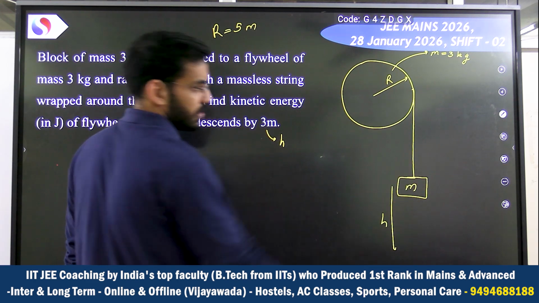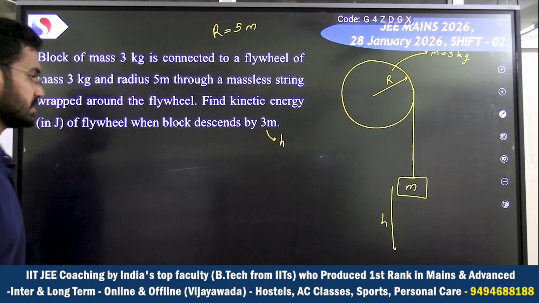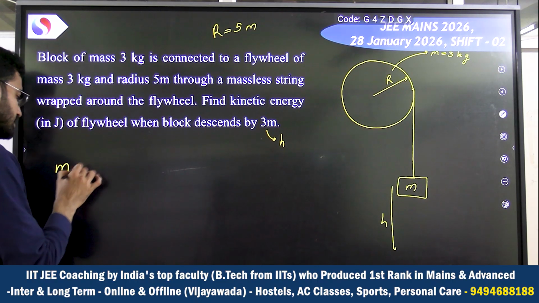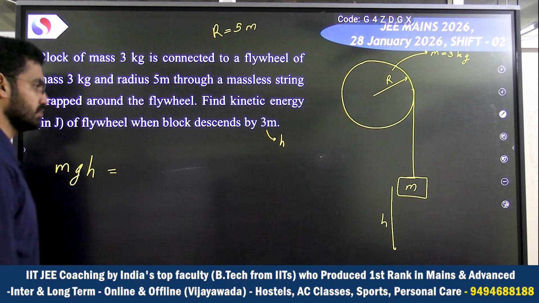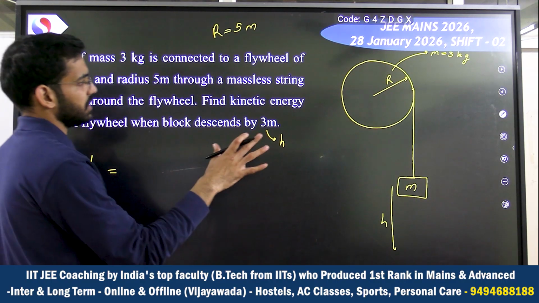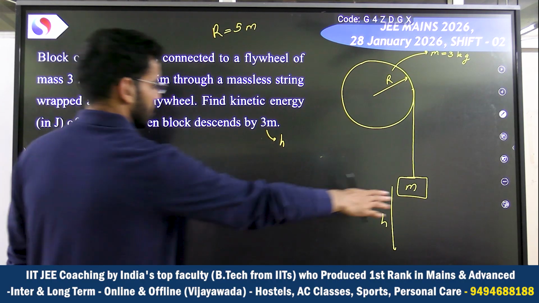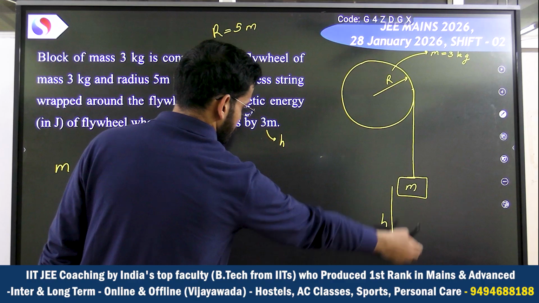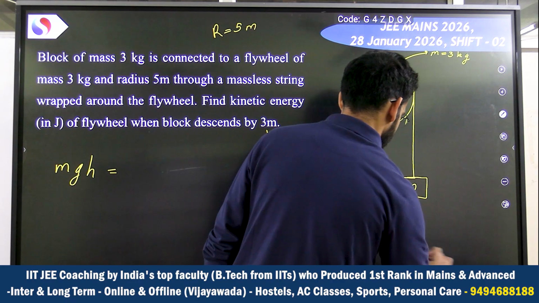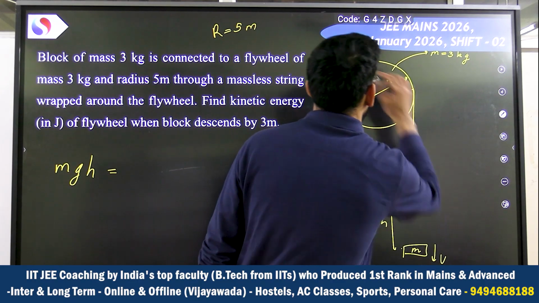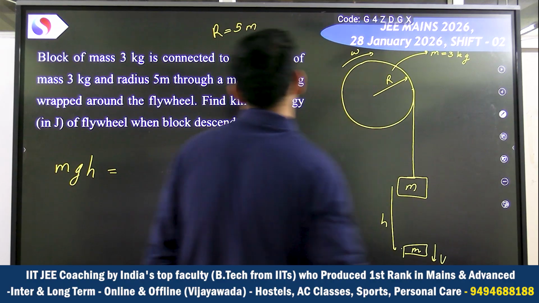mgh, the total work done on the system is equal to change in kinetic energy, right? So work done by gravity is mgh, which is equal to change in kinetic energy. So initially everything was at rest and then moving. So it came down here, at that time let's say its velocity is v, and it started rotating with omega at that point of time.